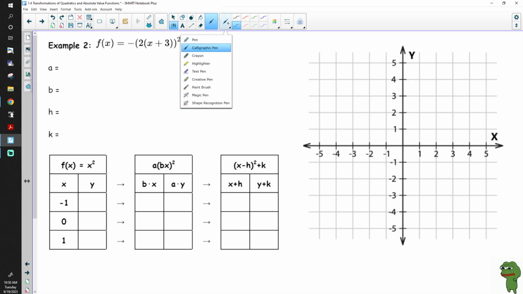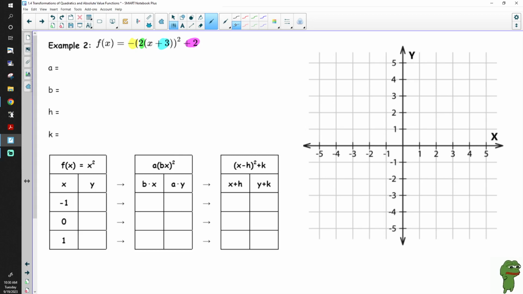We also know that a bunch of random nonsense has been added. We got this weird negative in front. We got the 2. We got the 3 on the inside. And we got this +2 at the end. All these are values that we've introduced to the parent function that are going to change the way it looks.